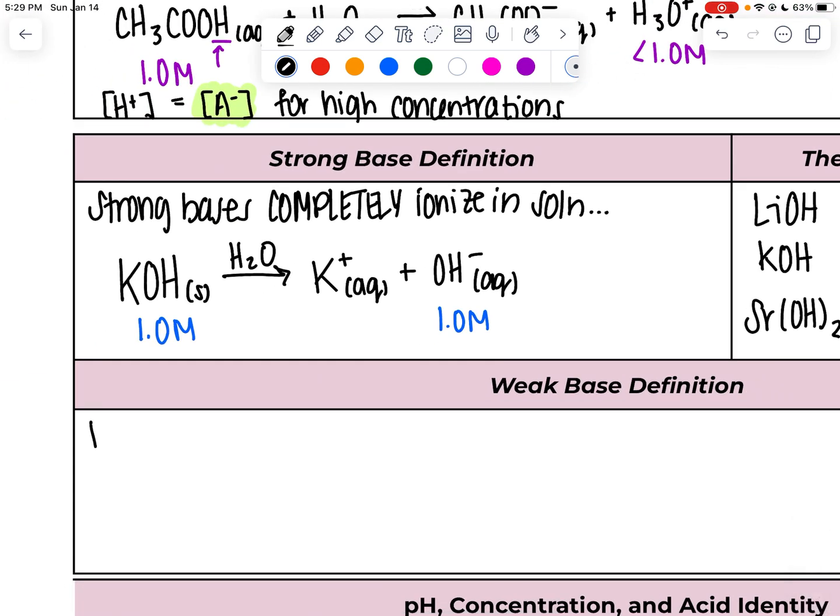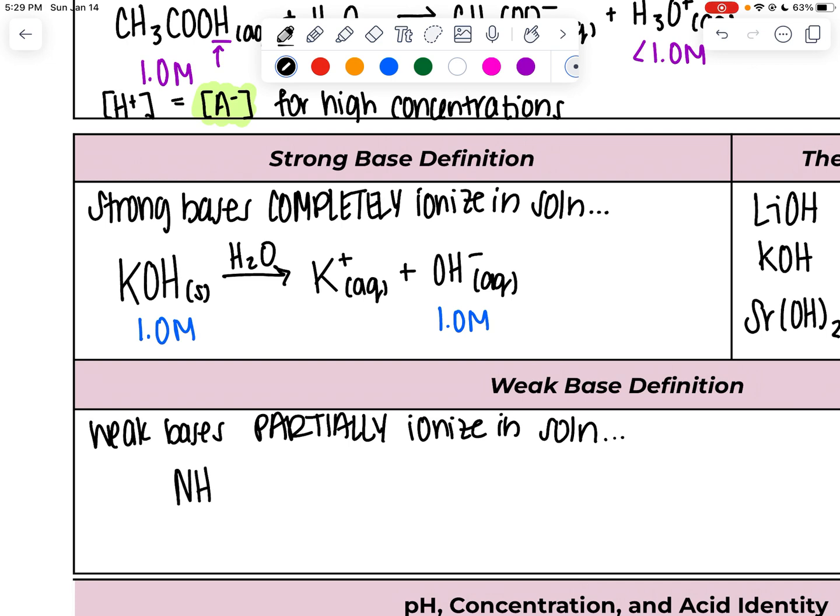So weak bases, you guessed it, exact same thing as before. Weak bases partially ionize in solution. So one of my favorite weak bases that you all have seen and worked with is ammonia. So let's say you had some ammonia and you react it with water. Again, this is only going to partially ionize in solution.